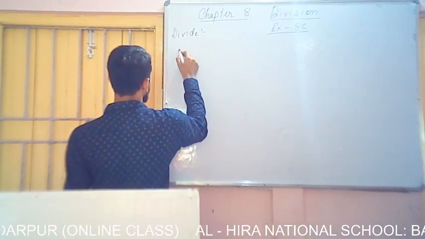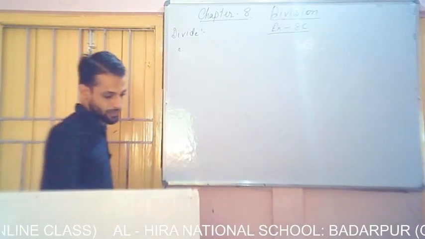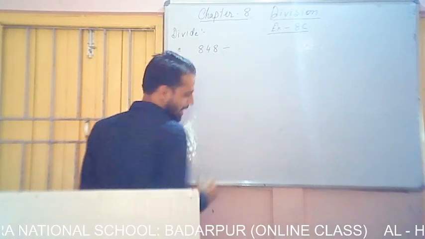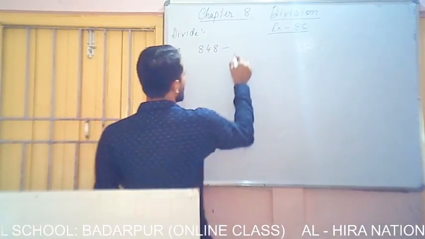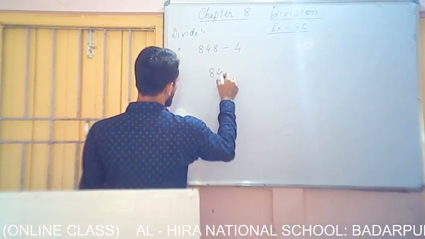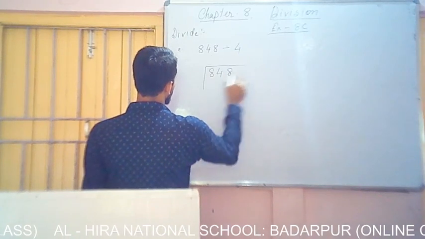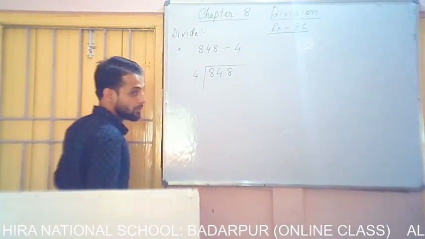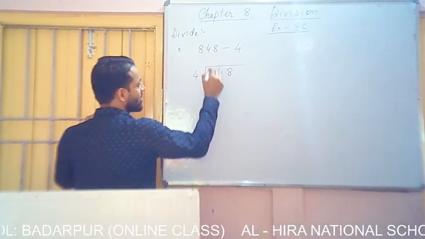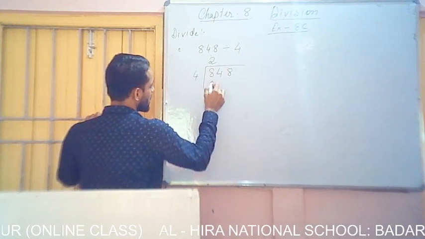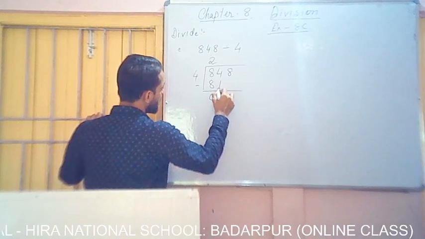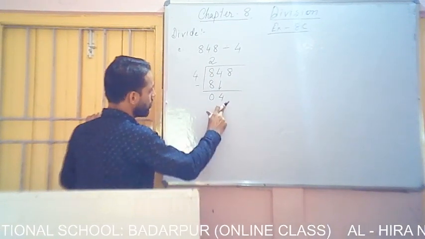Next is question number C. C is 848 divided by 4. So what do we have to do? First of all we have to arrange this one. So we have to go through which table? We have to go through the 4 multiplication table. So here the digit is 8, which is greater than 4. So we can write here 4 2s are what? 8. 8 minus 8 equals to what? 0.